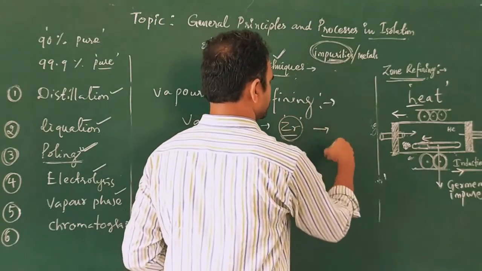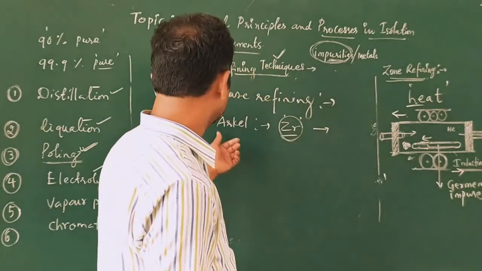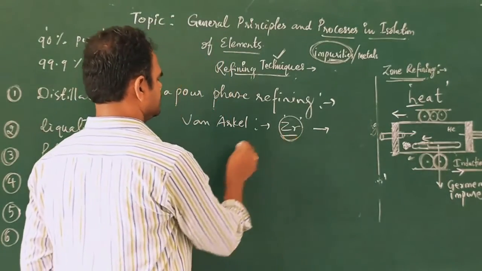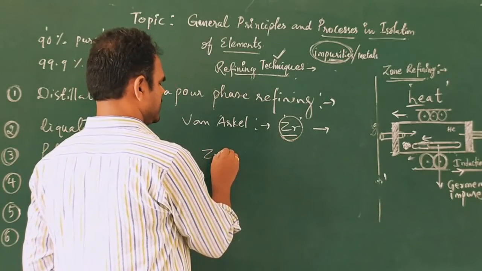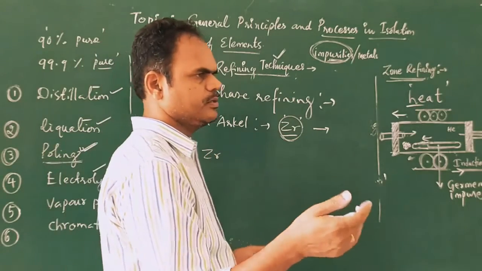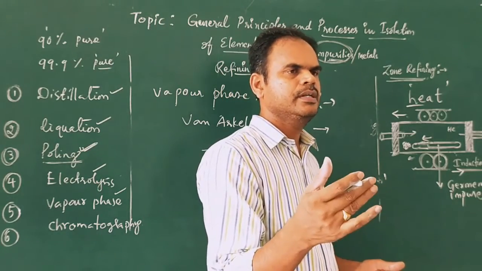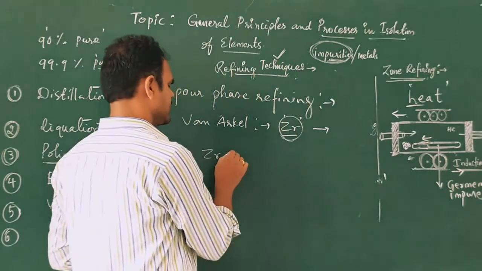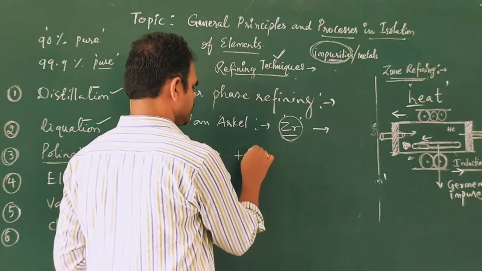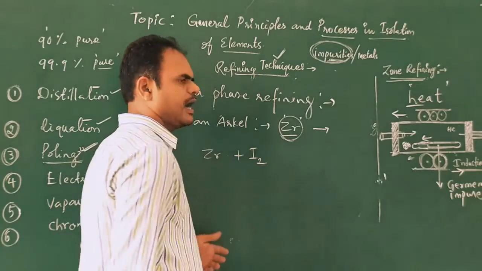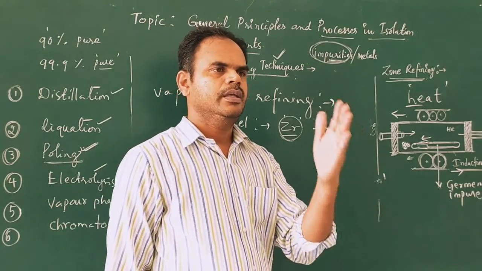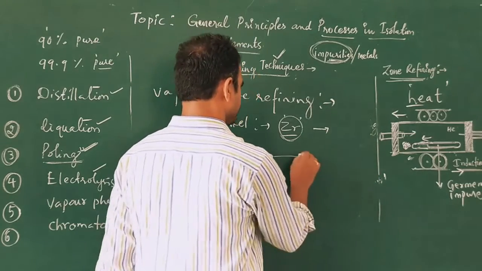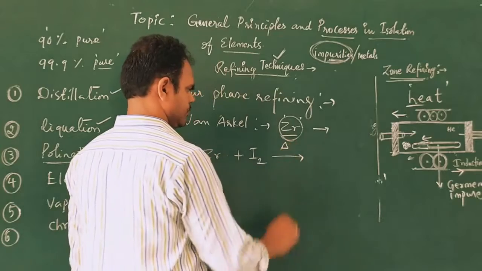Impure zirconium can be converted into pure zirconium by using the method called the Van Arkel method. In this method, the zirconium metal has impurities like non-metals such as nitrogen, sulfur, selenium, whatever. Those impurities can be removed by heating the zirconium in the presence of iodine vapors. Impure zirconium must be heated in a chamber containing iodine vapors at high temperature.